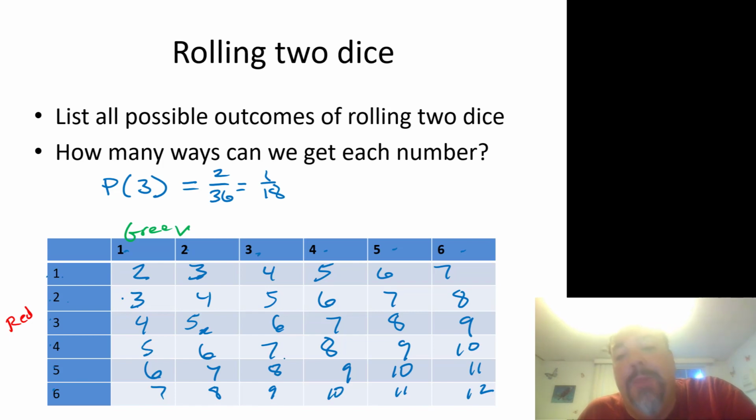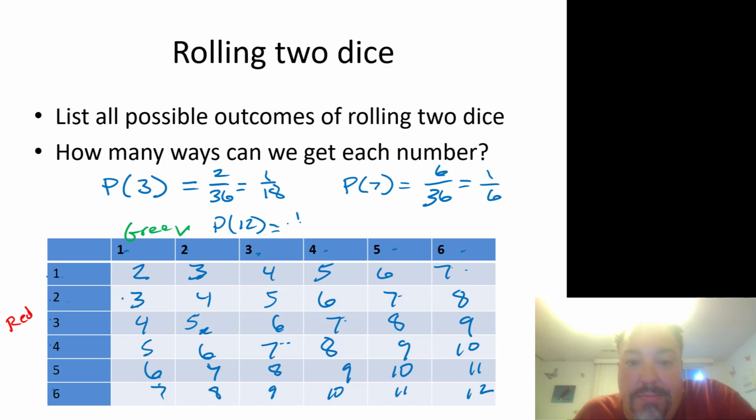Which number is most likely to be rolled? If you said 7, you are correct. So if you look here, you got 7 all along these diagonals. So the probability of rolling a 7 is going to be the most likely, because there's 1, 2, 3, 4, 5, 6 ways of doing that. 6 out of 36 reduces to 1/6. What's the probability of rolling a 12? Again, there's only one way of rolling a 12, and that'd be 1 out of 36.